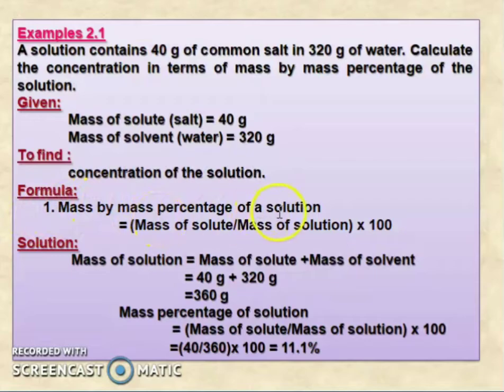Here, first we have to find the mass of the solution. The mass of the solution is the mass of the solute plus the mass of the solvent, so 40 plus 320 gram gives 360 gram. Now the mass percentage of the solution is equal to the mass of the solute upon the mass of the solution, into 100. The mass of the solute is 40 and the mass of the solution is 360. So 40 upon 360 into 100 is equal to 11.1 percent. So this is the percentage of the solution.